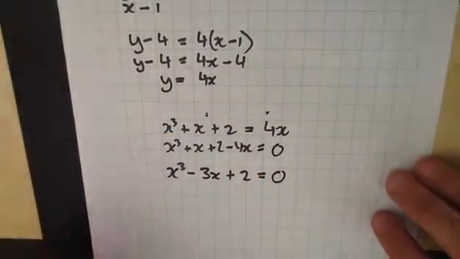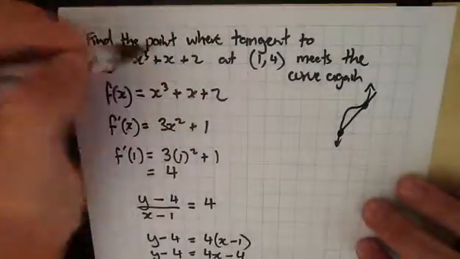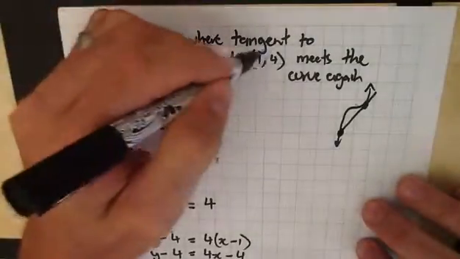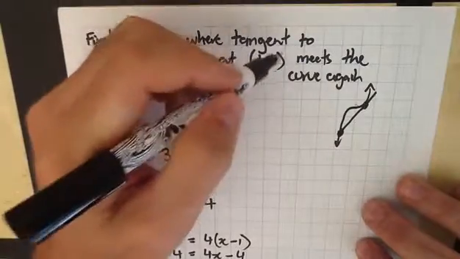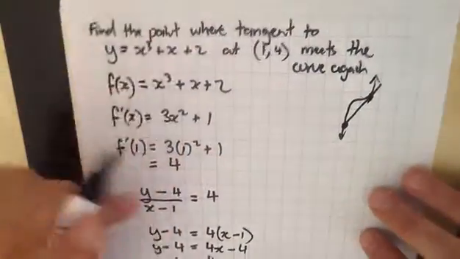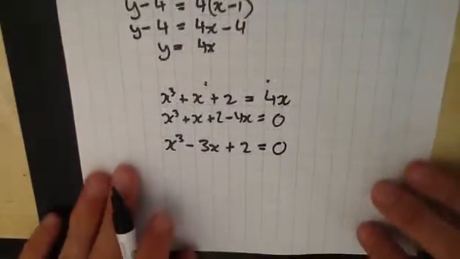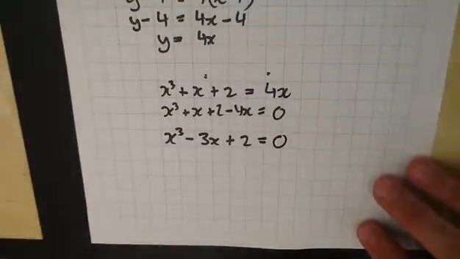Okay, so I know from the start of the question, I want to find where the tangent to this at this point meets the curve again. So I know at least the tangent meets at this point. So that's one of the solutions, isn't it? And a tangent is where the curve touches it. It doesn't cross it. Okay, so I know it's got a repeated 0.